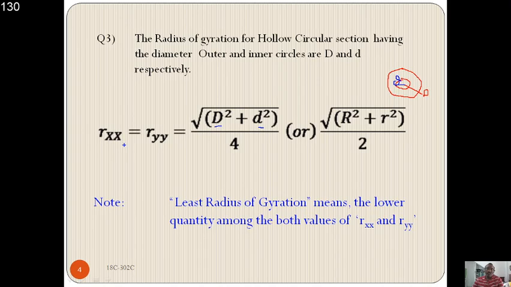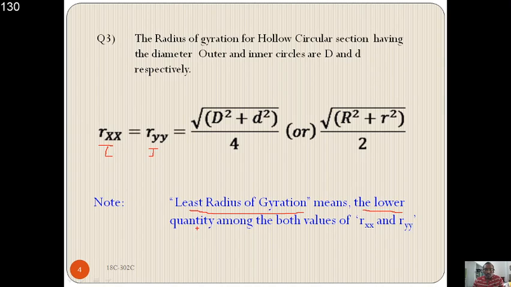So this is how we calculate the radius of gyration for simple sections, where one or two composite shapes can also be determined with these derivations of rx and ry. And in particular sums, when they are asking to find either rxx or ryy, in some cases they also ask to find the least radius of gyration. That means we have to calculate both and report which is the lower one.